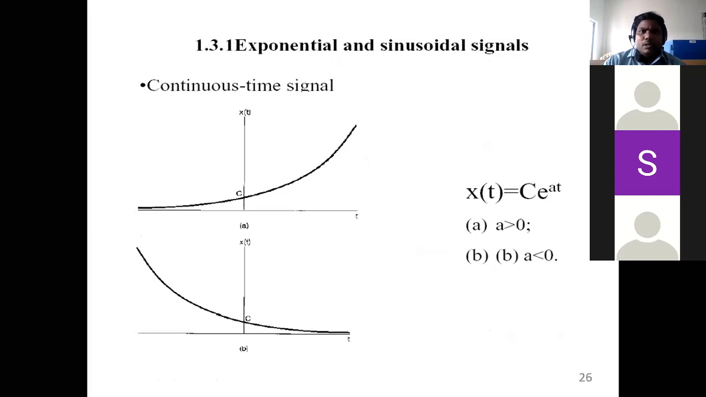Coming to exponential and sinusoidal signals. So coming to the exponential and sinusoidal signals, the mathematical representation of an exponential signal is x of t.